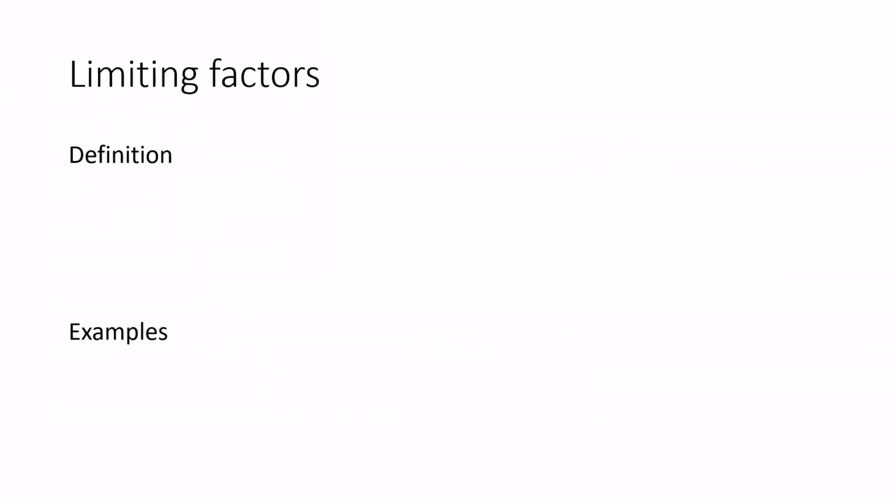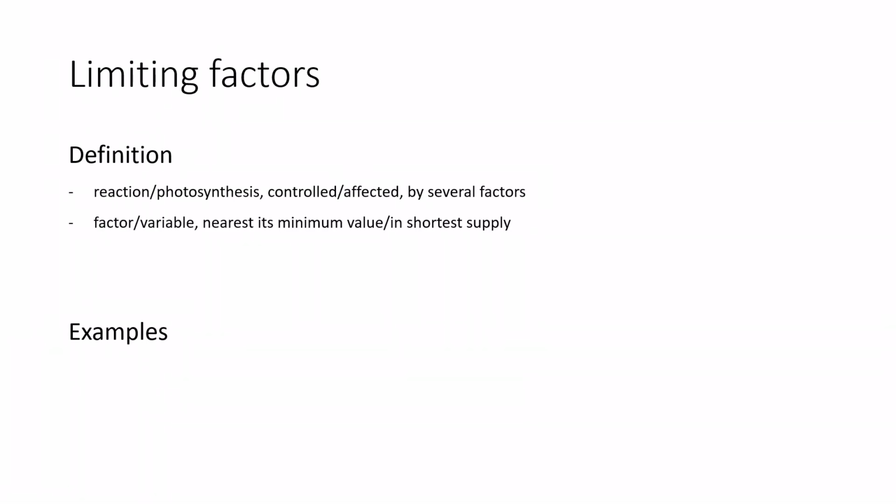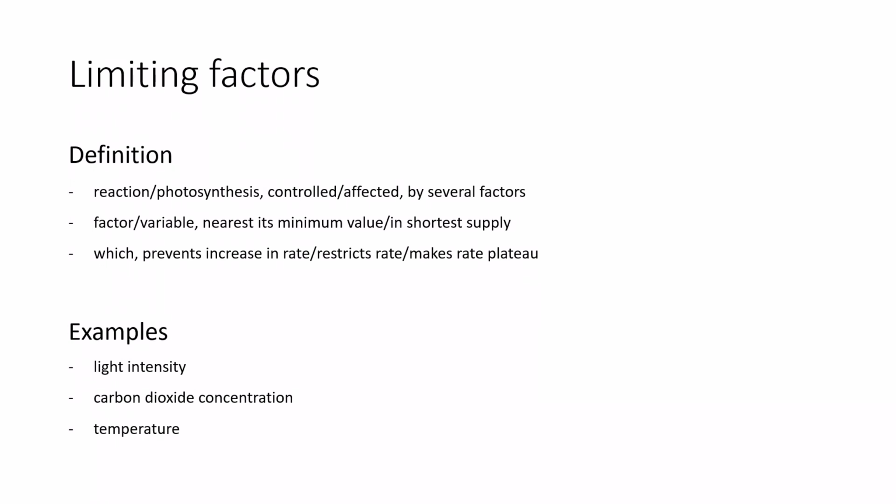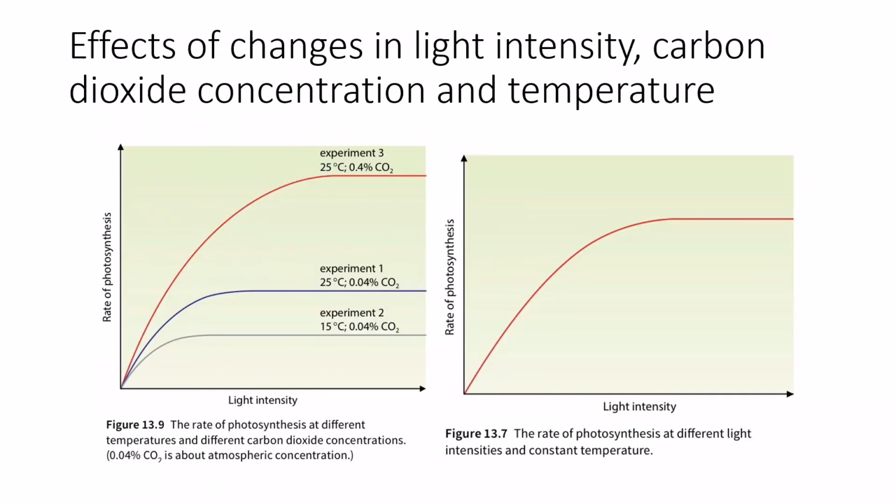To explain limiting factor, you can say that photosynthesis is controlled by several factors. A limiting factor is the factor in shorter supply which prevents an increase in rate. Examples of limiting factors are light intensity, carbon dioxide concentration, and temperature. An increase of light intensity, carbon dioxide concentration, and temperature will lead to an increase of the rate of photosynthesis.